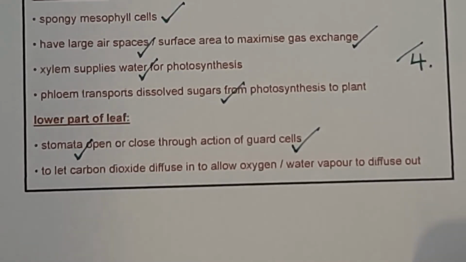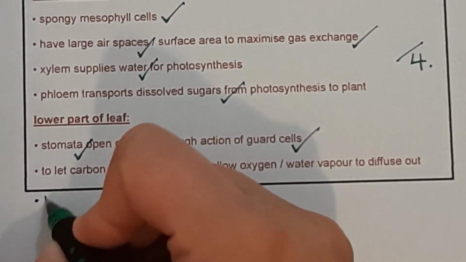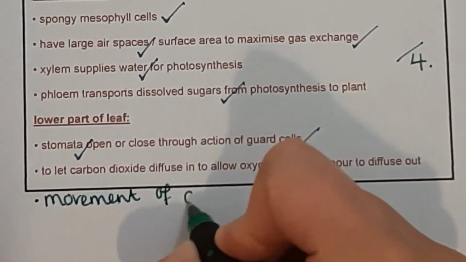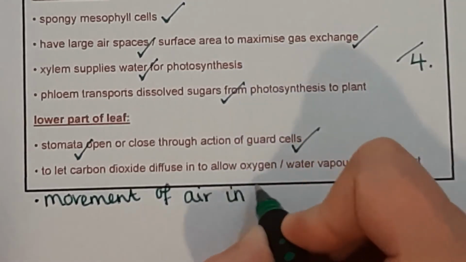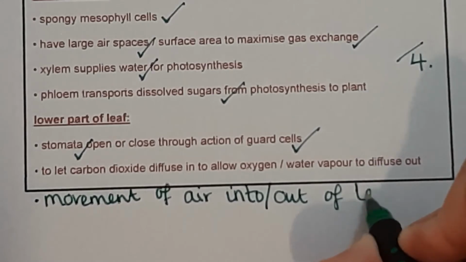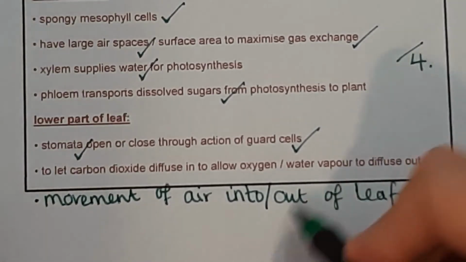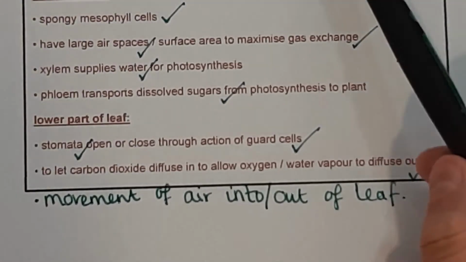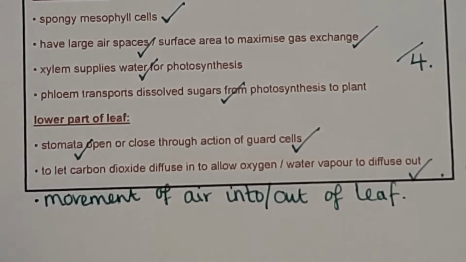Or if you've written to allow movement of air into or out of plant or leaf. Either of these two is worth a mark. So this one's out of 3. Now, you'll notice this is a 6-mark question and we've gone 4, 4, 3, which is 11 marks total.